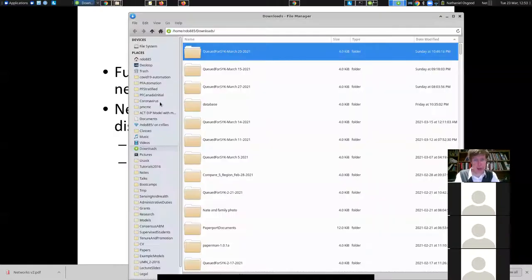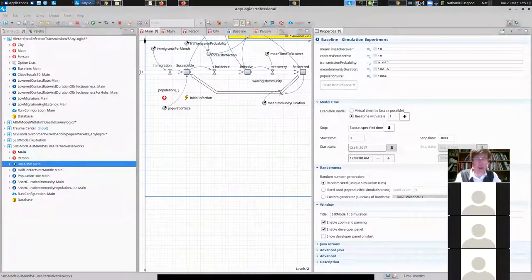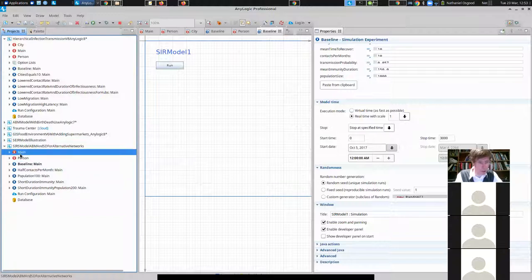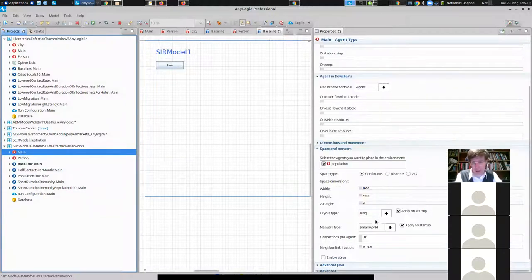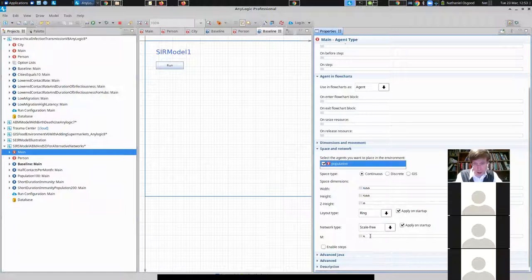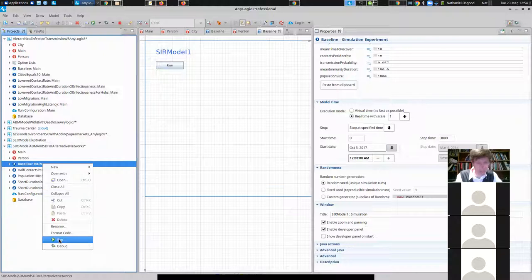So we're going to look at a scale-free network very briefly, and then we'll finish with the 2D network. So scale-free, we just go to main here, and we will look at a scale-free network with an M, which basically is going to help determine the number of hubs, the number of these people with huge numbers of connections.